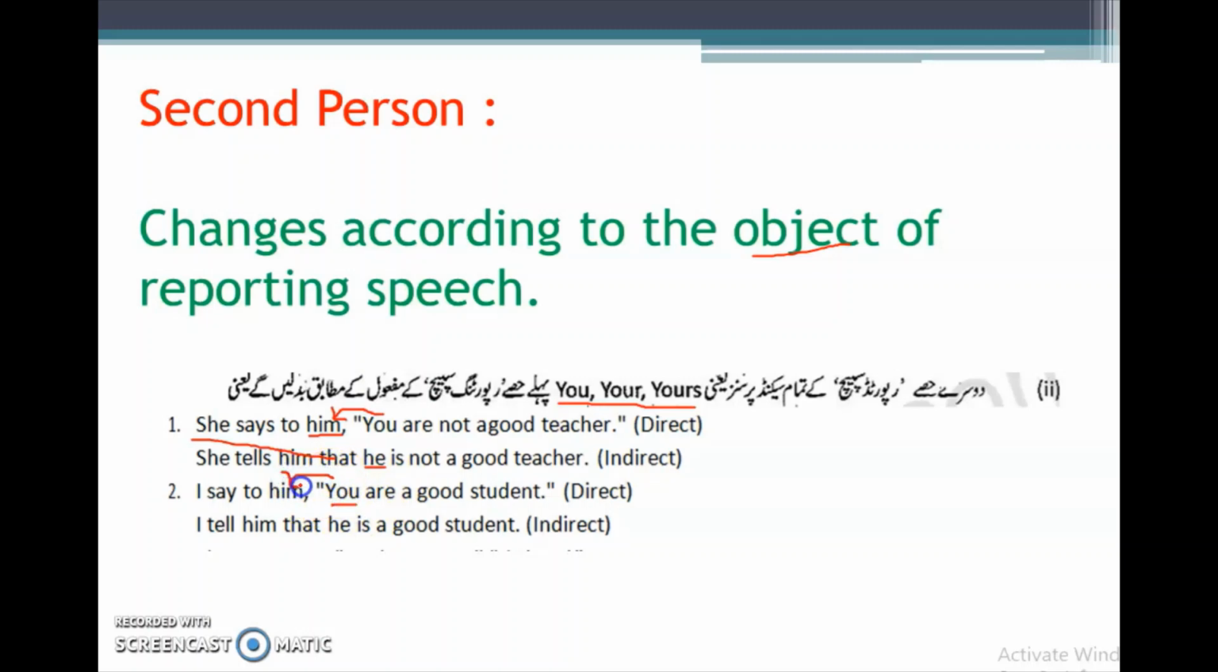So students, when you change the pronoun, you will have to identify the pronoun. If it is first person, it will change according to the subject of the reporting speech, and if it is second person, it changes according to the object of the reporting speech. Let's move toward the third person.